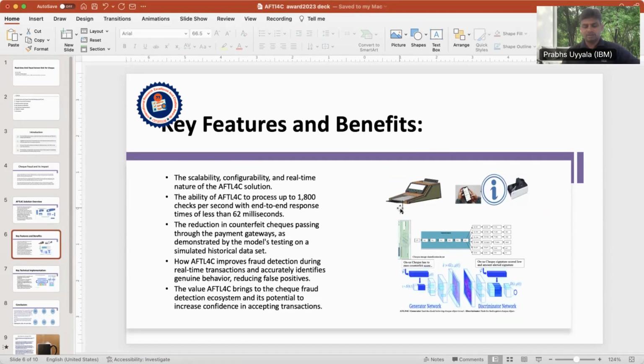This solution can be expanded to any number of checks. As of now, we have achieved processing of up to 1,800 checks per second with an end-to-end response time of 62 milliseconds. The reduction of counterfeit checks passing through the payment gateway has been demonstrated in model testing on simulated historical datasets. It improves fraud detection during real-time transactions, accurately identifies genuine behavior, and reduces false positives, right?